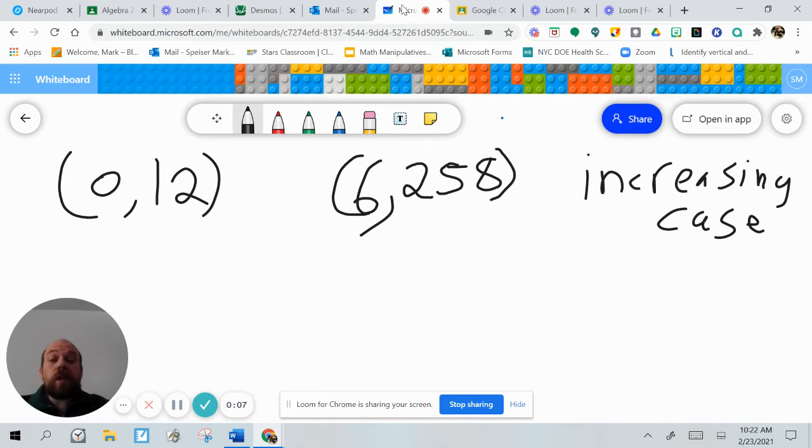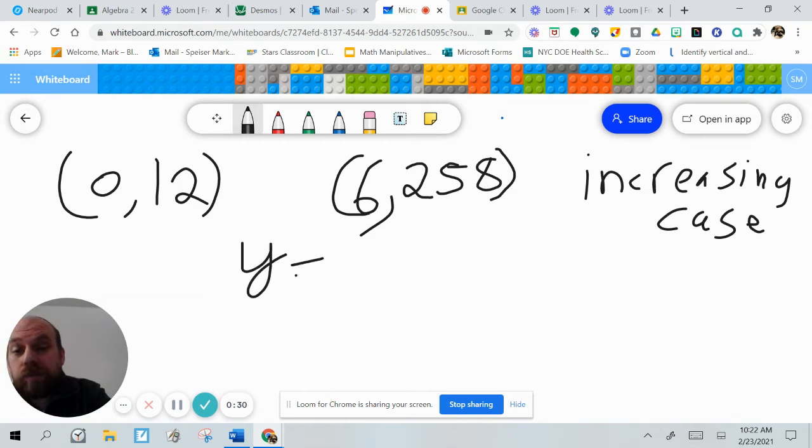This will be my third video in the set of given the y-intercept, how to find the exponential function. So here we're given the y-intercept of (0, 12) and the second point (6, 258), and we want to find the equation of the exponential function containing these two points. And this will be the increasing case. After this, we'll do another example involving a decreasing case.